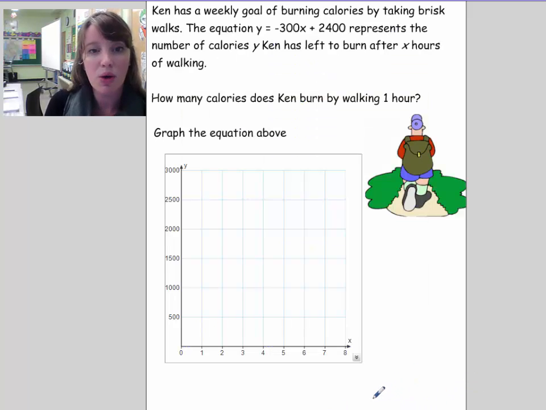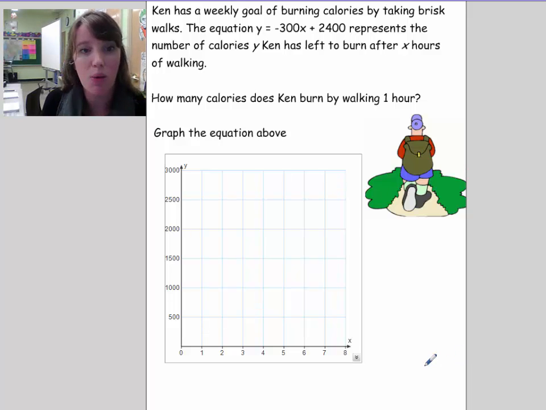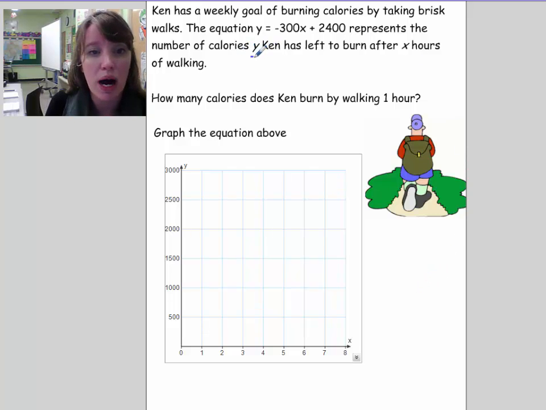So Ken has a weekly goal of burning calories by taking brisk walks. The equation y equals -300x plus 2,400 represents the number of calories y that Ken has left to burn after x hours of walking. So this right here is hours. Okay, so his initial value here is 2,400. So he starts with 2,400 calories, and notice your slope is negative.